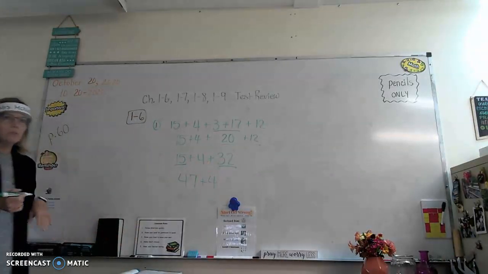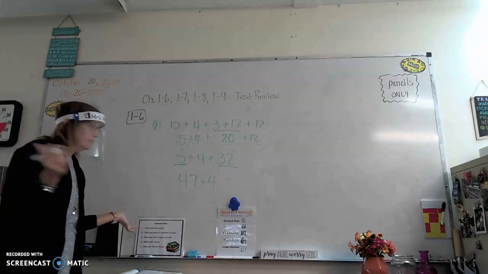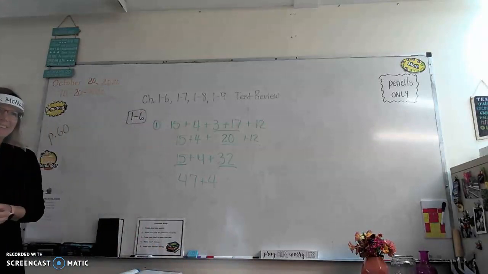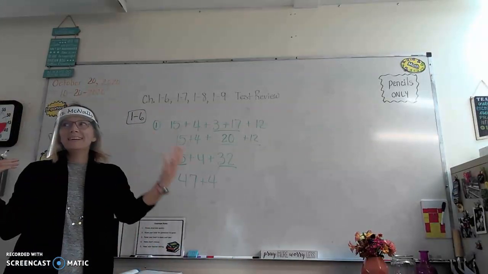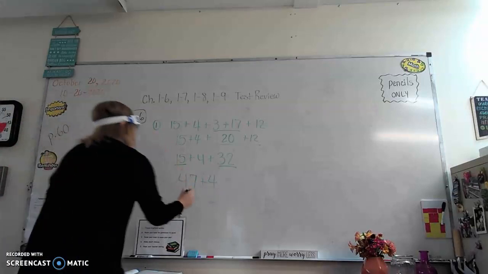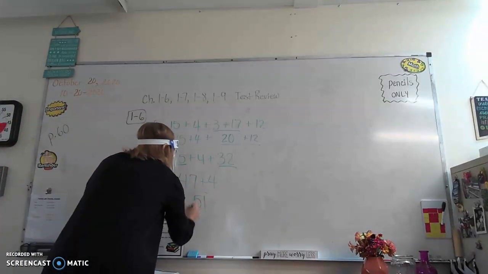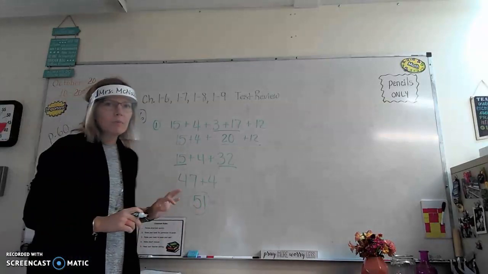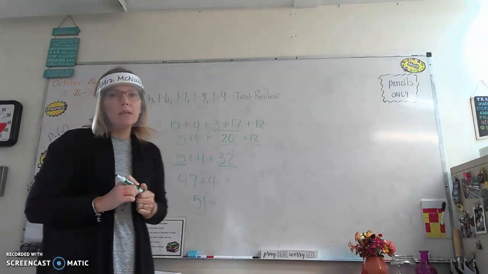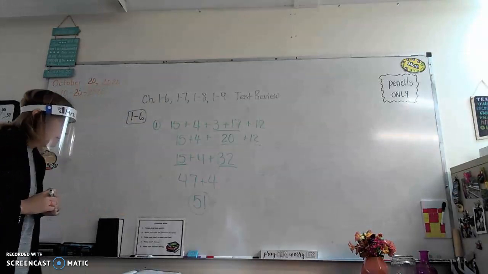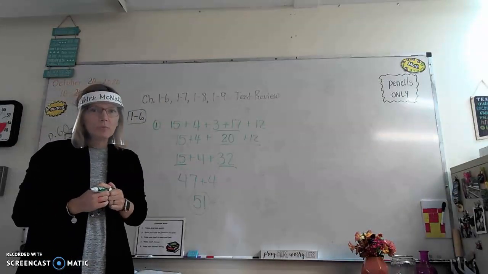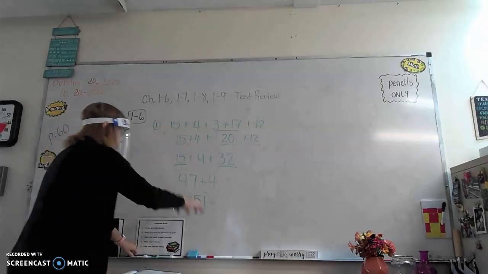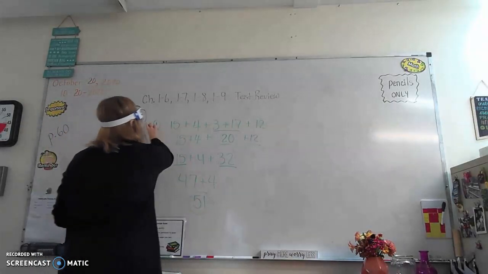And then 47 plus 4? Nope. Okay. 47 plus 4? Yes, thank you. 51. You had the one part right, really. Okay, so, again, it does not matter what order you add those in, you're still going to get the same answer. And the same is true for multiplication problems. So on the test, you're also going to have some problems that are multiplication.